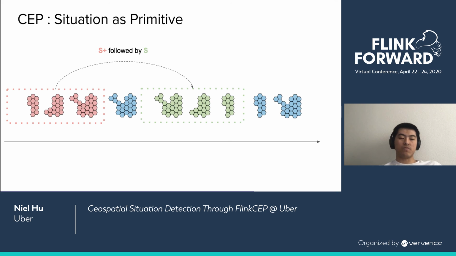Here is a very simple example where we want to see if the red situation is always followed by the green situation. If it is, we produce another complex event and notify the end user.